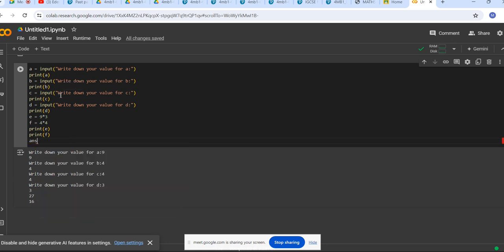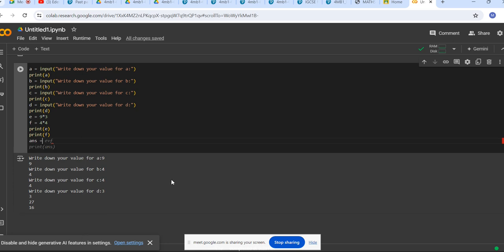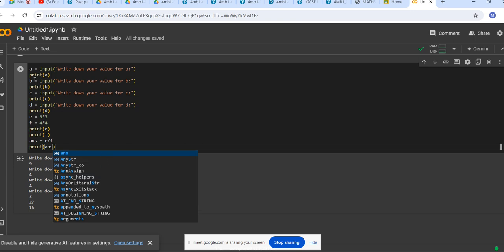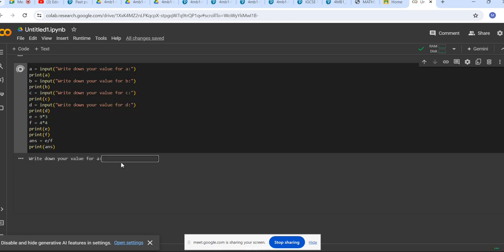And this will be equals to E divided by F. And now we will write print ANS. Okay. Now again, if you run the code, 9 enter, 4 enter, 9 enter, 3 enter, and you're going to get this one. Now again, you are getting this as what? You're getting this as float, right?